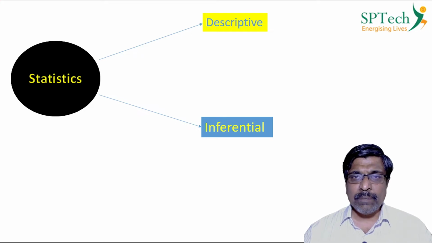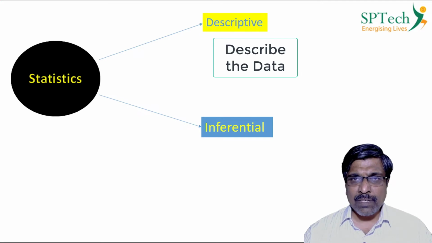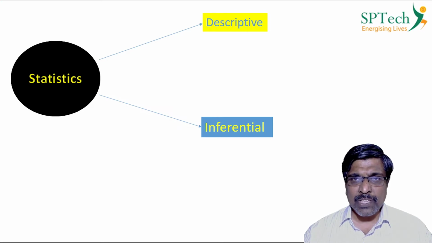Now what is descriptive statistics? Descriptive statistics is the science which helps me describe the data, or I would rather say, analyze that particular data. So descriptive statistics is used to give me meaningful information from the data. You will understand that when I give you an example.